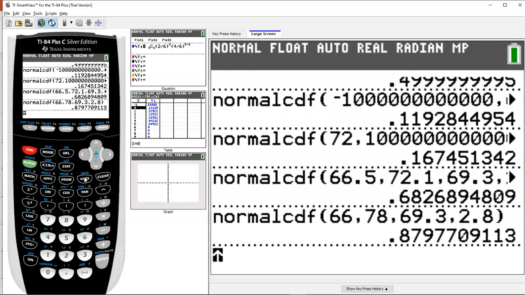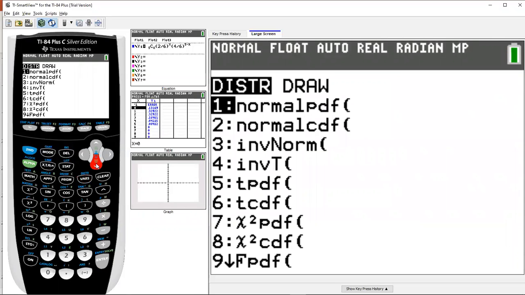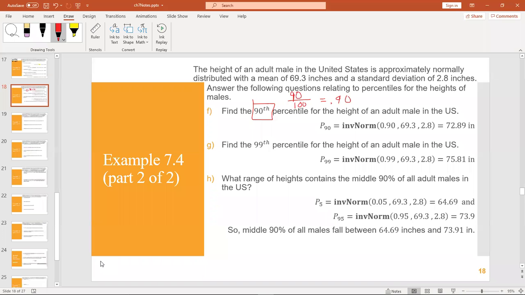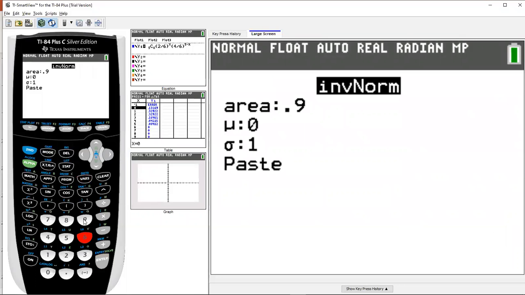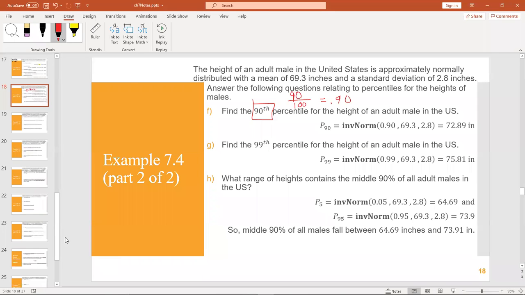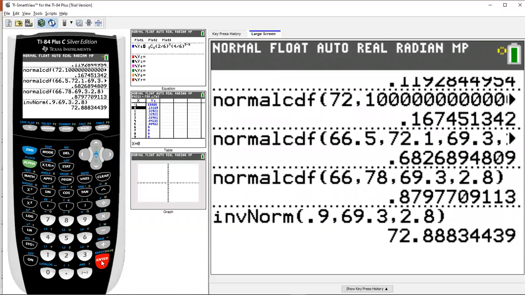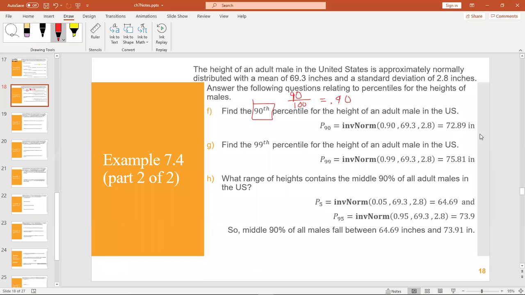So we go to 2nd Vars. That's where all the distributions live. Inverse normal is right underneath what we were just talking about. The area we want is 0.9. What was the mean? 69.3. And the standard deviation was 2.8, the same as the previous example. You work that out, and that tells you that 72.89 inches is the cutoff for the 90th percentile of height.